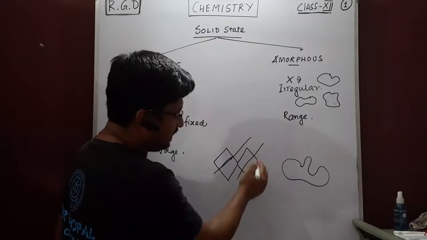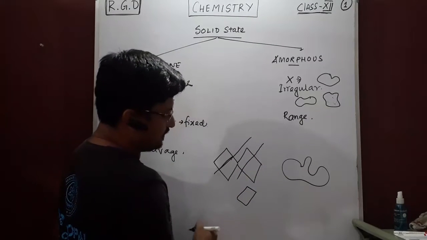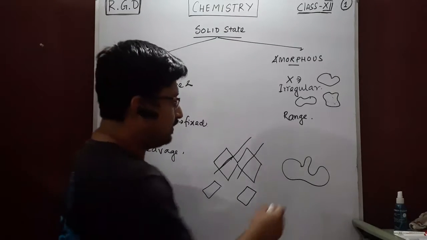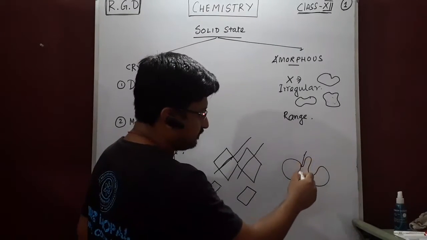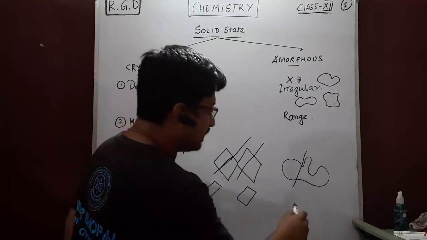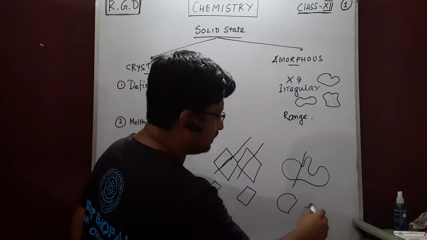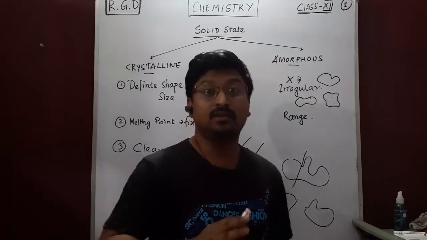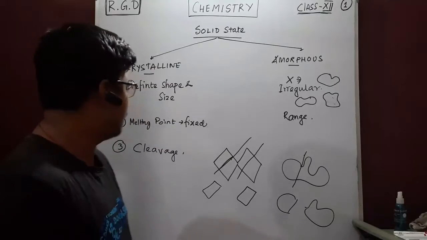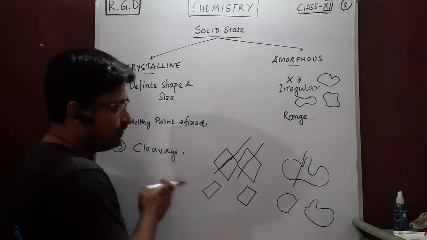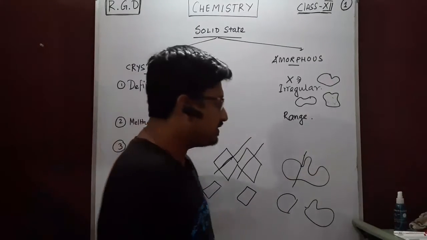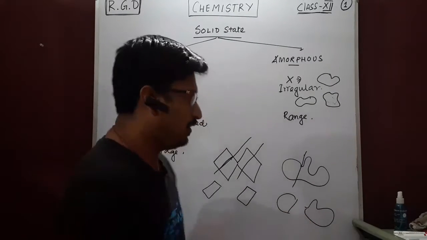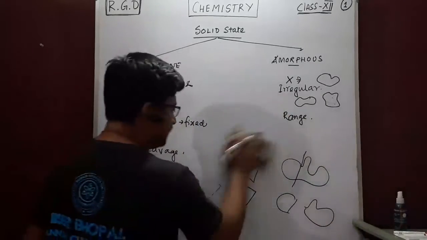If I cut here, I get this kind of surface, and if I cut there, I get this kind of surface. But if I cut the amorphous body, the shapes I'm getting, here is one shape, here is another. So you observe two different kinds of surfaces in the case of amorphous. In the crystal you get regular, plane surfaces; in amorphous you get irregular surfaces. It's also an important point.